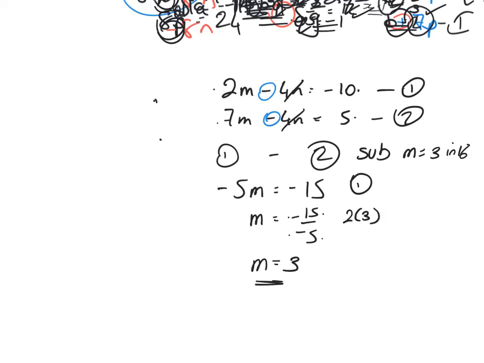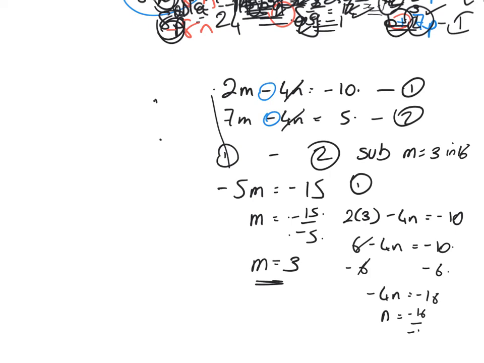2 lots of 3 minus 4n equals minus 10. Okay, so 6 minus 4n equals minus 10. Get rid of 6 from both sides. Minus 4n equals, take your time, minus 10 minus 6 is minus 16. I'm now going to bring minus 4 down and divide. So that'll be n equals minus 16 over minus 4. The two negatives will cancel out when I divide. 16 divided by 4 is 4. Final answer, m equals 3, n equals 4.